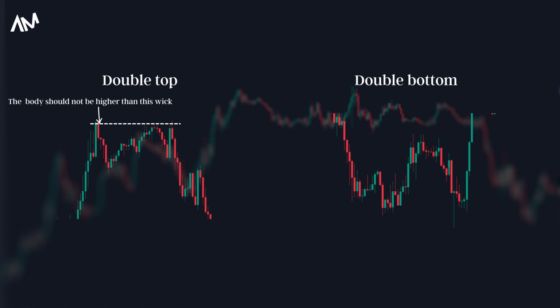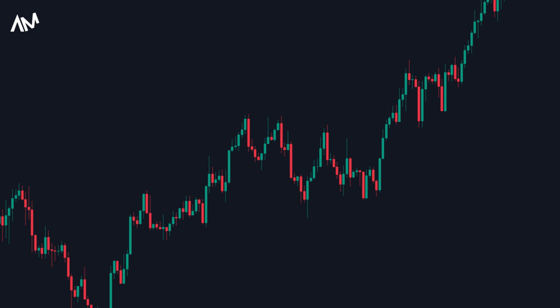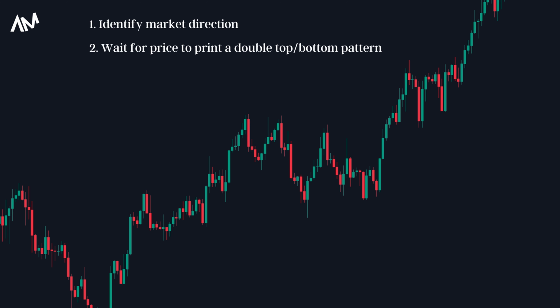It is important to note that this trading setup is only effective in a trending market and should be avoided in a non-trending market. In order to execute this strategy, we must first identify the direction of the trend and wait for the market to make a valid double top in an uptrend or a double bottom in a downtrend. Now let's look at an example on this chart.